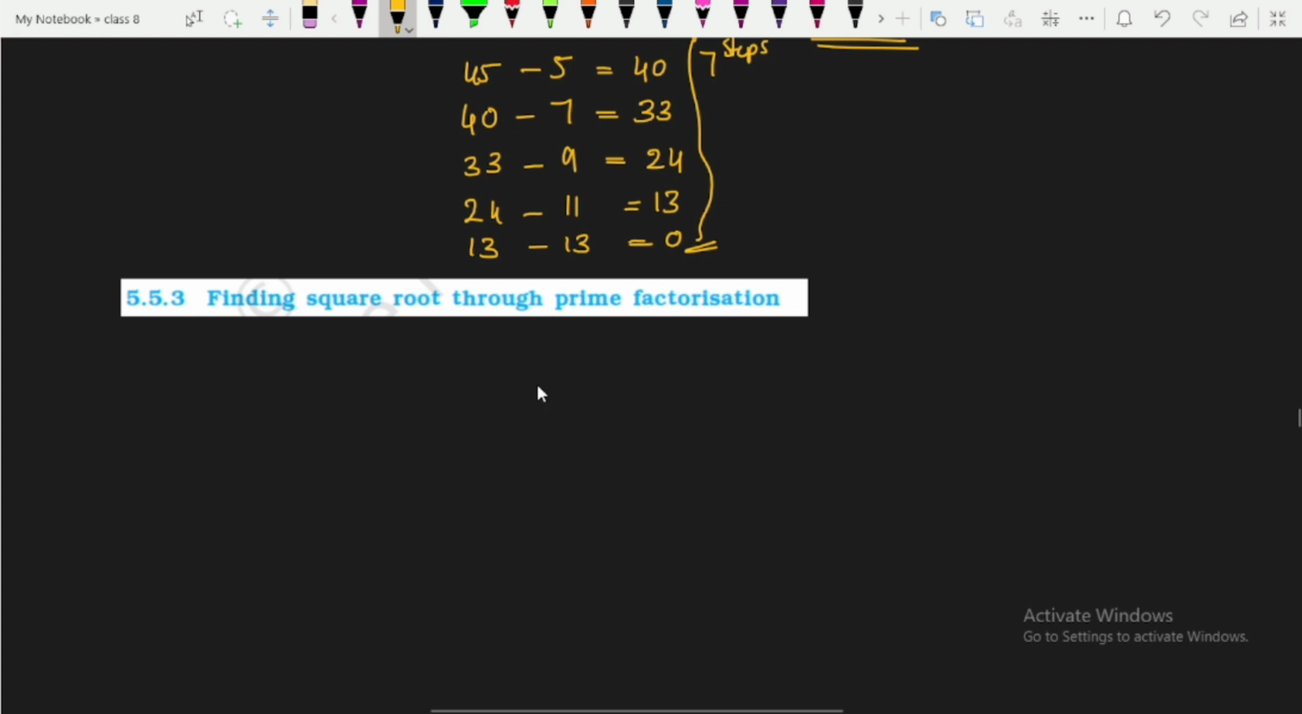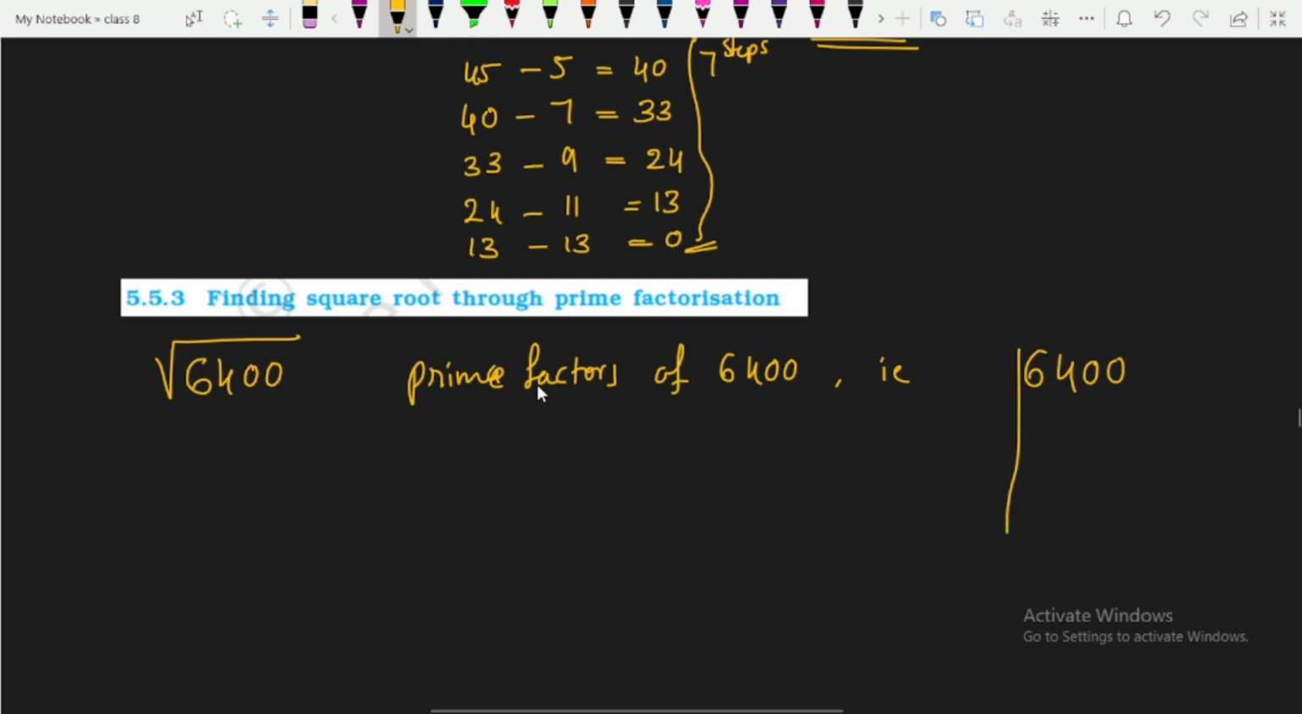Okay, so let us consider a perfect square number, 6400. I want to find the square root of this number. First, you have to find its prime factors. So we have to find the prime factors of 6400. We'll do it here.